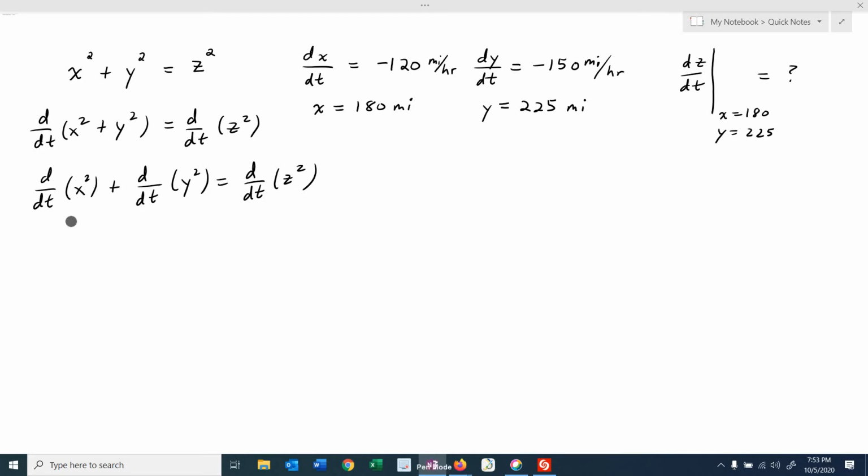Okay, so the outer derivative is going to be 2x to the first. The 2 comes down, we subtract 1. And then the inner derivative is just going to be the derivative of x with respect to time.